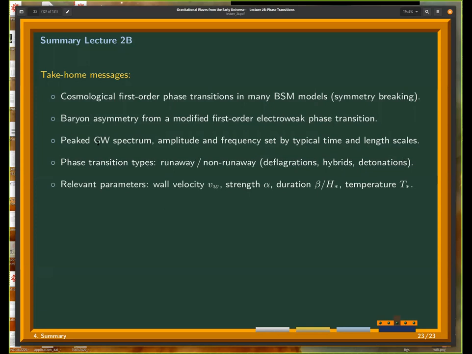The relevant parameters to describe the phase transition are the wall velocity, the strength alpha, the duration beta over H star, and the temperature T. Alpha follows from the effective potential. So this is where your particle physics model enters. And beta follows from the Euclidean bounce action, either for thermal fluctuations or quantum tunneling.